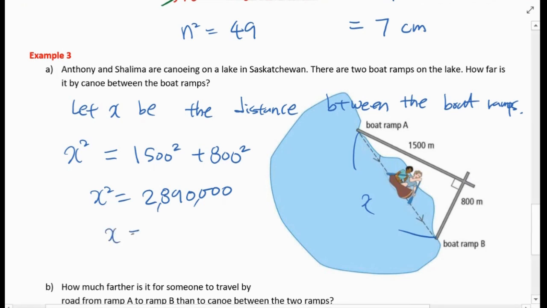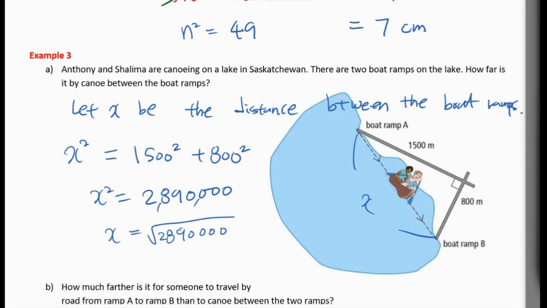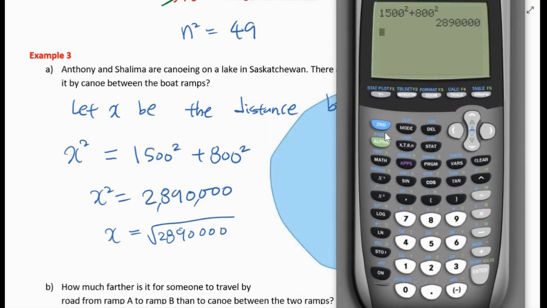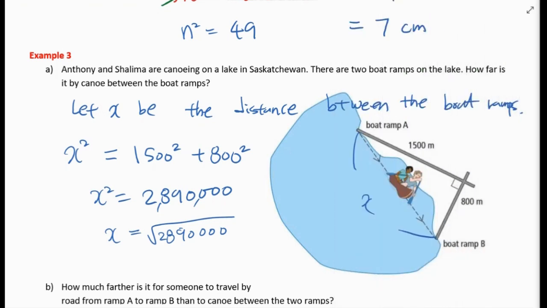Then x is the square root of 2,890,000. Let's calculate it. So square root of 2,890,000, then x is 1,700. Okay, so the answer is 1,700.